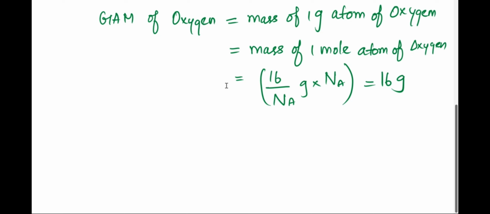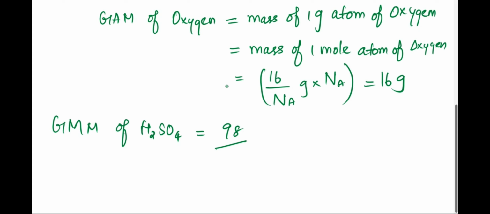Similarly, gram molecular mass is the mass of 1 gram molecule, again the mass of 1 mole of molecules, and so on. For example, if I am considering the GMM, gram molecular mass of H2SO4, then the mass will be 98 divided by Na in grams, which becomes 98 grams.